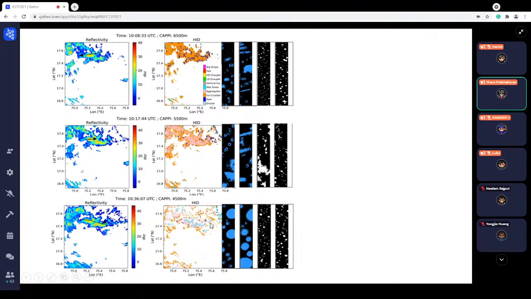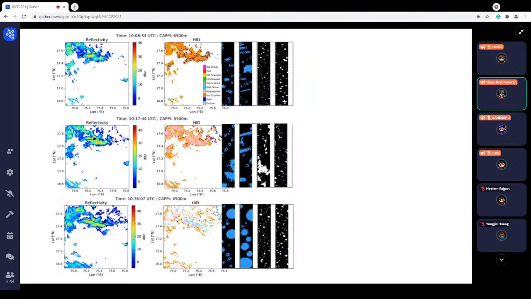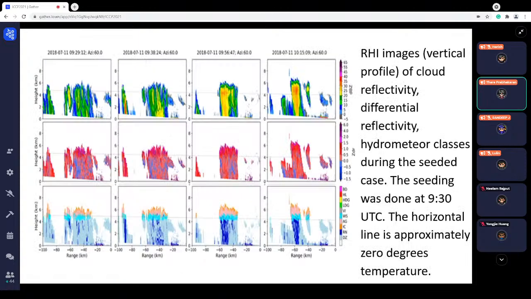So basically, this is the time that we have passed. The freezing level is around 5 kilometers, and we have passed that, and incidentally we see drops falling. So that information was from when you look at it in an XY plane. But if you look at this in a vertical plane, you can see the first set of images are for around the seeding time.